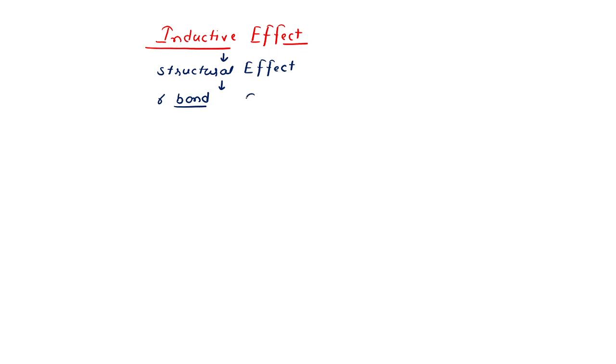All of you know that a covalent bond forms due to head-to-head overlapping of atomic orbitals. There is a presence of two bonds, sigma and pi. Now we are going to discuss the electronic effect. Inductive effect is a structural effect.